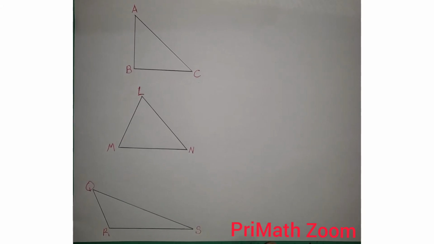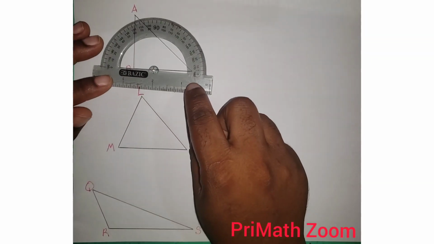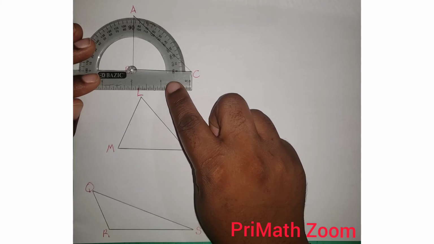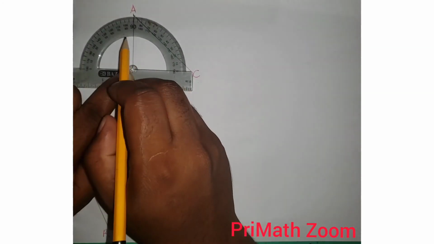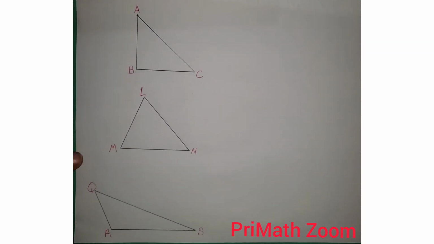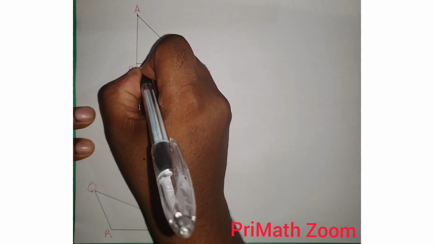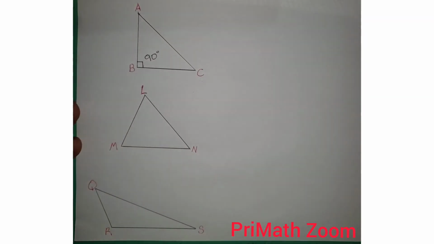So let us try to check if these triangles are right-angled triangles. So first, we want to place our protractor on one of the straight lines. Let's try this one. So we'll place our protractor on this straight line, and then you can see that this line is at 90 degrees. So this triangle is a right-angled triangle, 90 degrees.